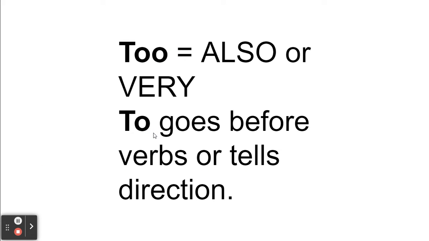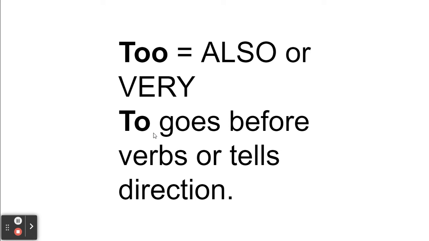Next, we have to. TOO means also or very. If you can put also or very into the sentence, that means that you should be using TOO. I know that to doesn't exactly mean very, because too means very, like very too much, that it's bad. So, but too means very, but just too much, right?